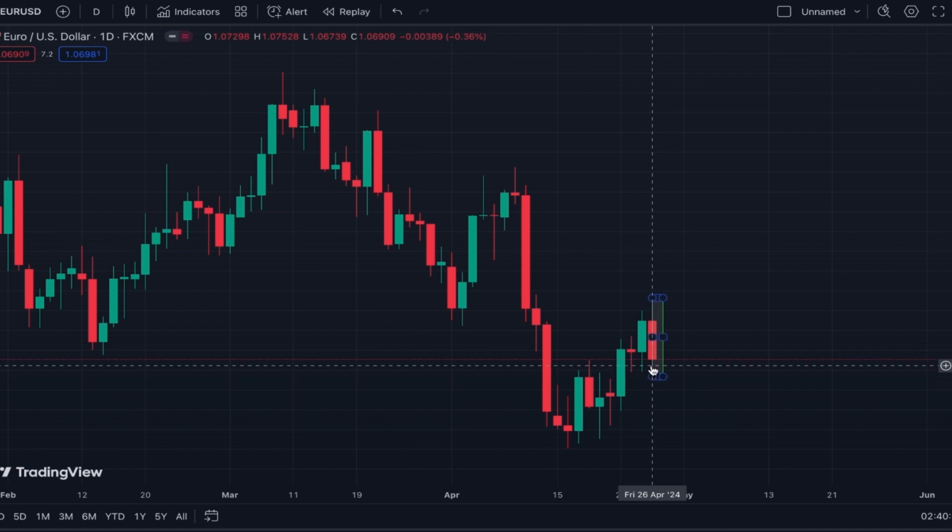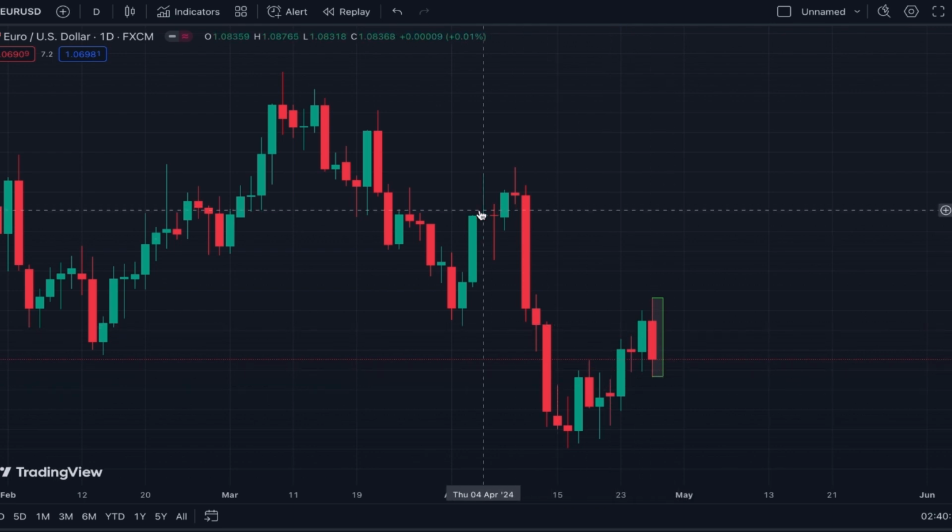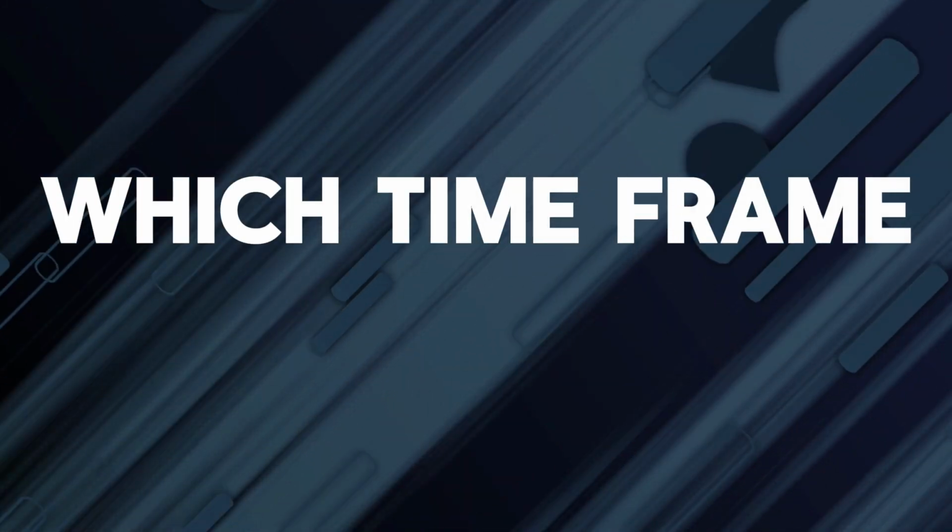And similarly, 7 of these candles on daily time frame are just one candle on weekly time frame, or 30 of these candles are just one candle on monthly time frame. Alright, now that you completely understand the differences between different time frames and how they are interrelated to each other, you may wonder, okay, which time frame should we use?